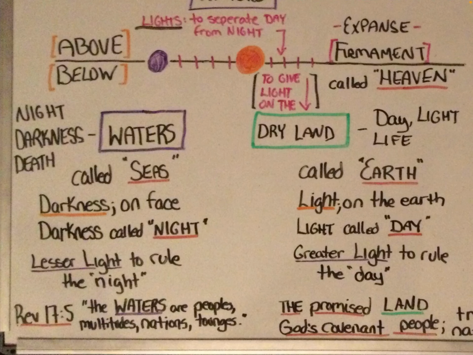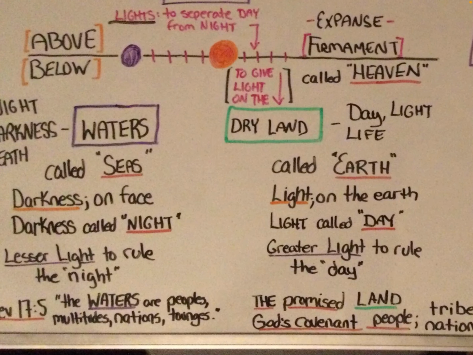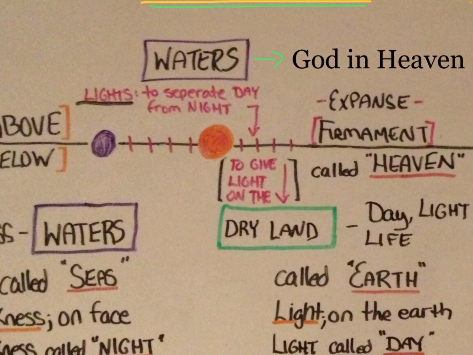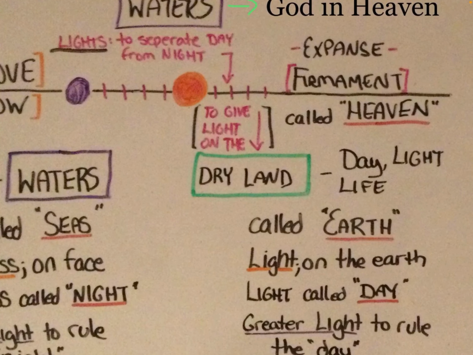So we've been over this before in past videos, so we're going to apply that understanding, because here we have the seas are the waters, the peoples, and then multitudes and nations and tongues. And then on the dry land side, the day, the light, and the life, well, that's called earth. And how come we would say light with the earth? Well, that's because when we take a look at the firmament and the waters above, that's where the lights were put into the firmament, and they shine the light onto the earth, the dry land.